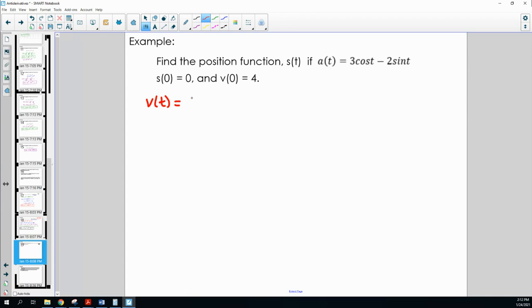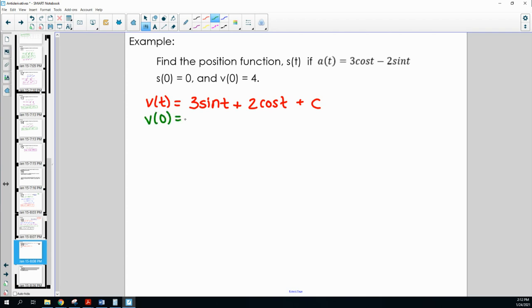So the constant of 3 can stay. Antiderivative of cosine of t is going to be sine of t. And then I'm going to say this minus 2 can stay. And then the antiderivative of sine of t is negative cosine of t. So this is going to become positive because it's minus a negative cosine of t. And then I have that arbitrary constant, so plus c. But they told us that v of 0 is 4. So we're going to use that information.